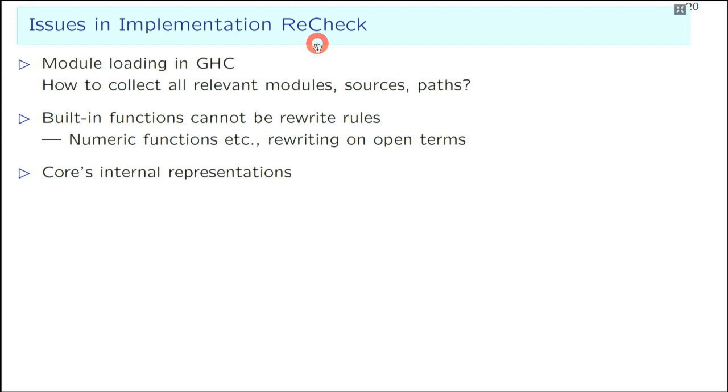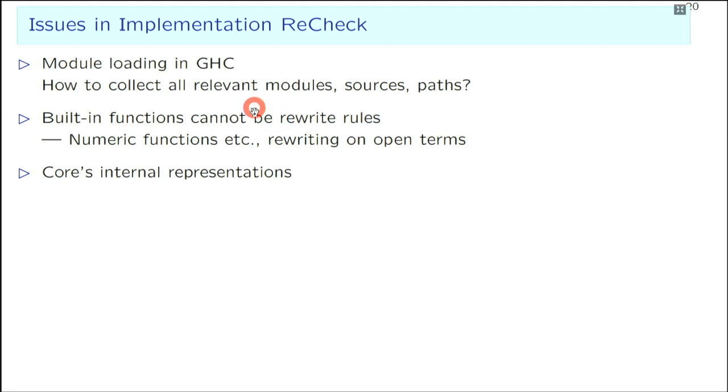I don't know actually how to collect all relevant modules and the source codes or paths used for the modules. In practice, I have tried to apply ReCheck to practical programs. Usually a program depends on many other modules. But we couldn't currently solve this issue, so we can't collect all relevant modules. So I should resolve this.